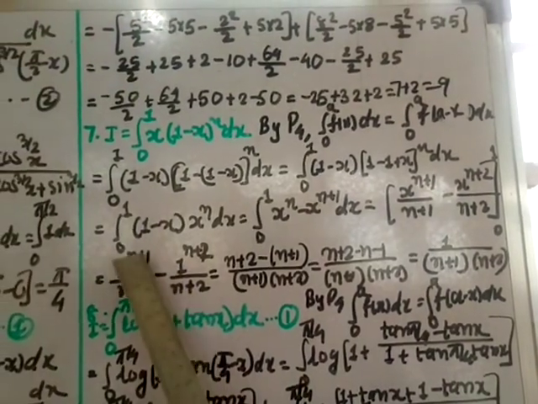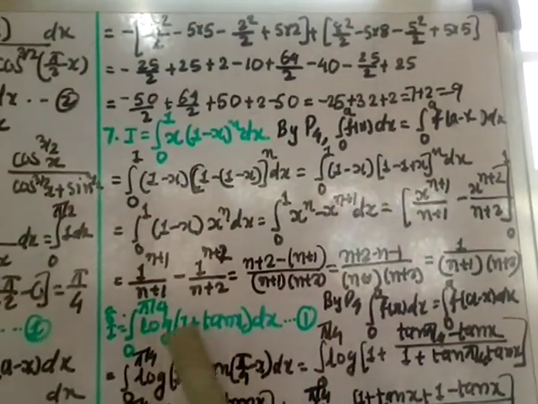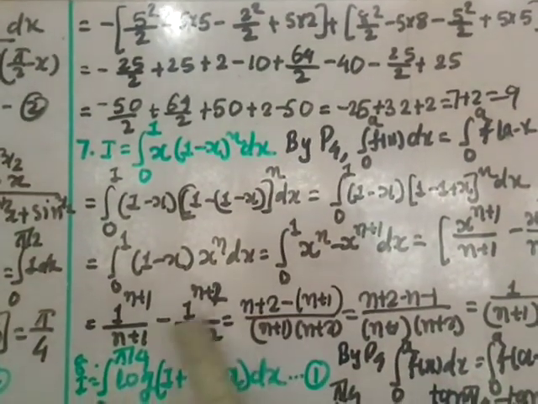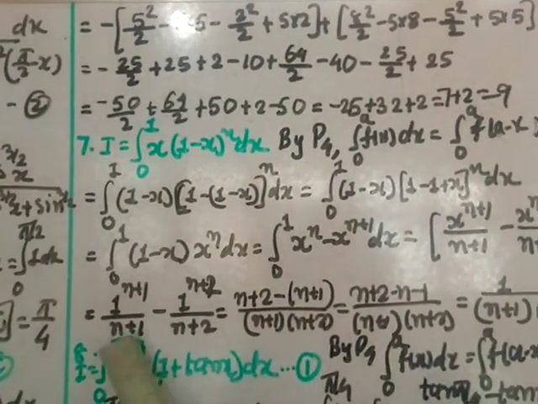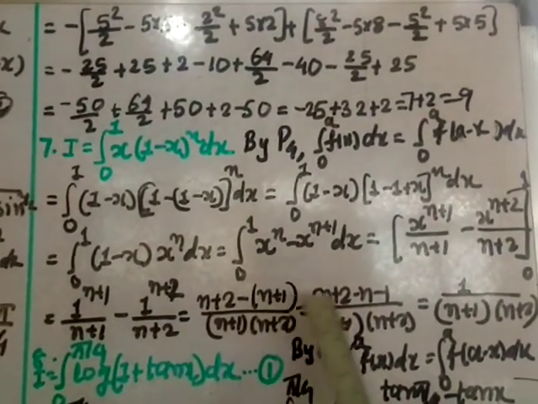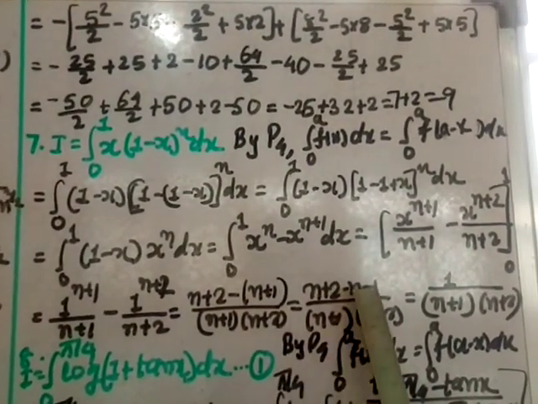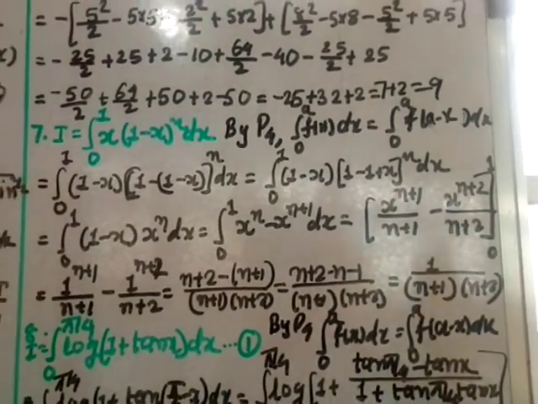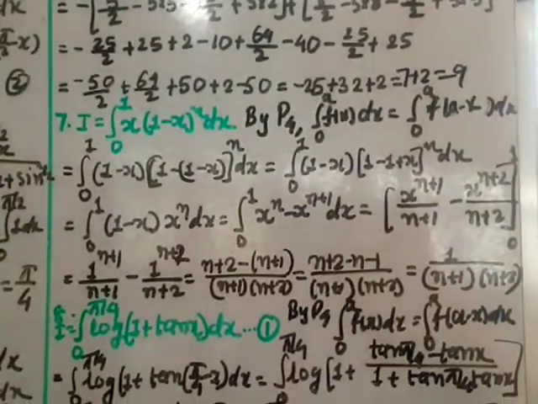This is 1, this also is 1, because 1 power anything is 1. So I'll cross multiply here, take LCM. So you multiply n plus 2 minus n plus 1, divided by the denominator n plus 1 into n plus 2. When you open the bracket this becomes minus n, this becomes minus 1. So n cancels, plus 2 minus 1 gives you 1, and the denominator as it is. So that is the answer for question number 7.